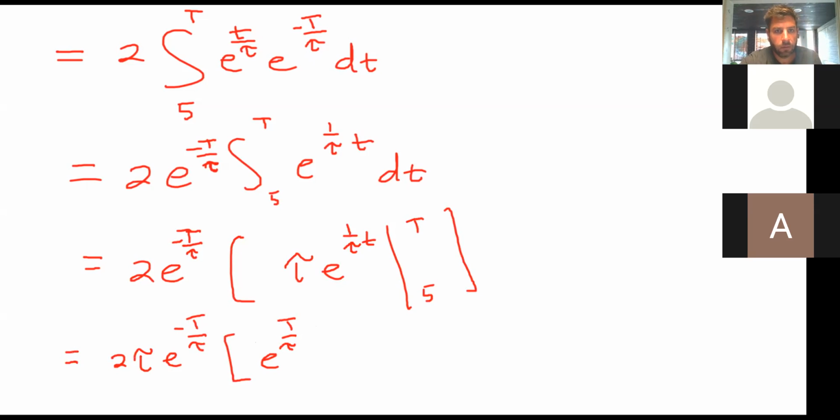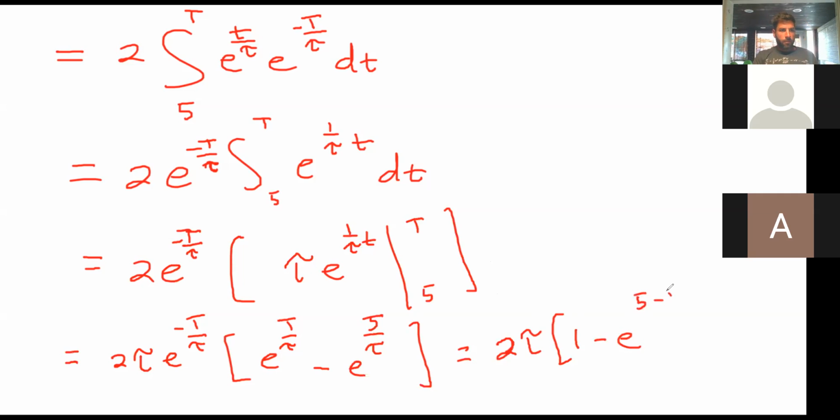And then minus e to the 5 over tau. Which of course, if you distribute this back through, you're left with 2 times tau. And then this becomes 1, because e to the 0 is 1, minus, you can recombine this. You can combine this as 5 minus capital T over tau. So I'm doing lots of math in 1 or 2 steps here, so you might really want to take your time with this.